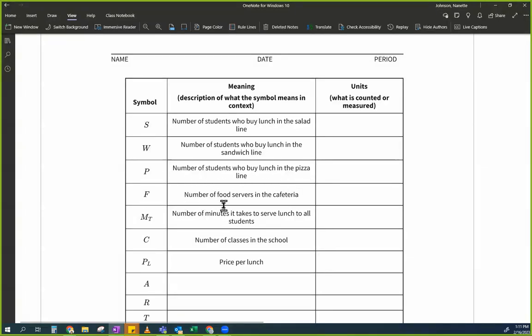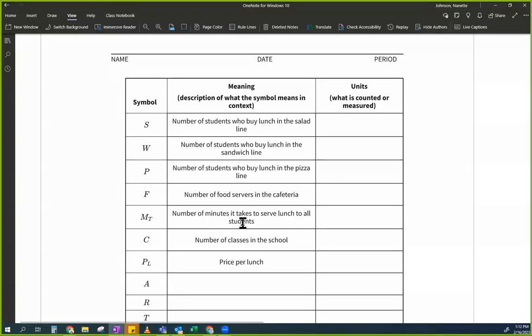F stands for food servers in the cafeteria. Now, everybody say M_T. There are several ways to say this. I'll say M sub T. Yeah, M sub T. Very good. Sub, like a submarine that goes underwater. So that T is under, right? So it's M sub T.